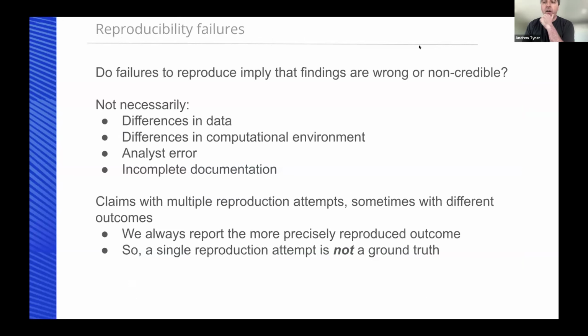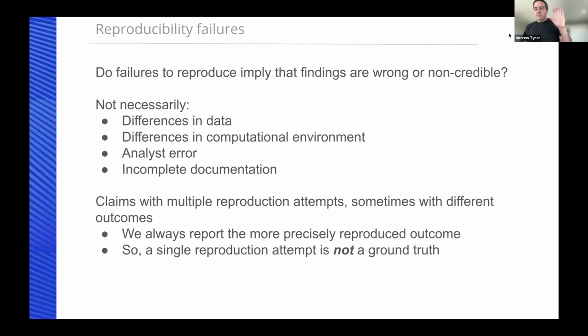Okay, so what to make of findings that don't reproduce? Do we think that this means that the findings are wrong or non-credible? Well, not necessarily. Right? I mean, this could be due to differences in data versions, differences in the computational environment. The analyst may have made an error, so they are not themselves a ground truth. Or the analyst may have been working with documentation that was not wrong, but just incomplete.